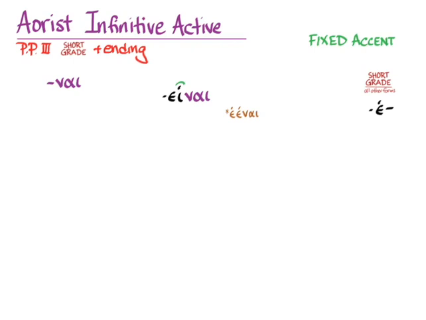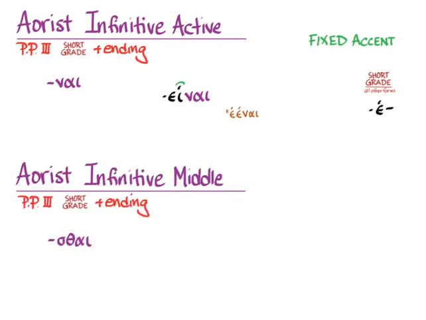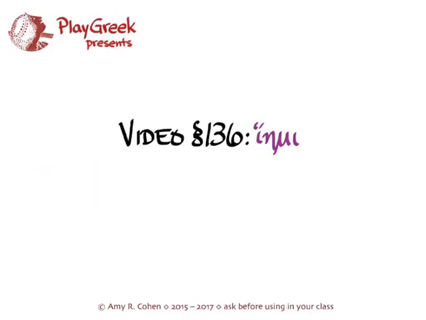They really do matter. The aorist infinitive middle will take the short grade stem and the ending and apply those much more strictly, and your whole form is hesthai. And finally, that's it. Those are all the distinct athematic forms of the verb hiemi. So it behaves as you would expect in some forms and some moods and some tenses, but there are some things to look at carefully to make sure that you are recognizing that you're looking at a form of hiemi.